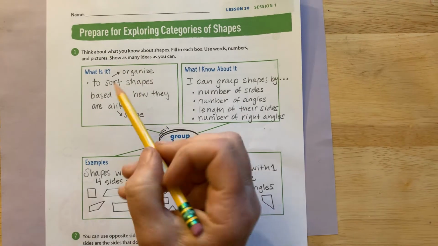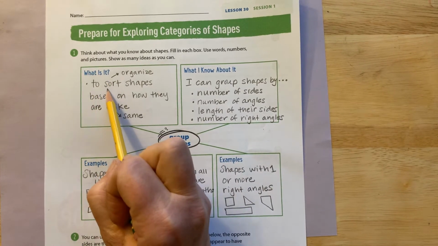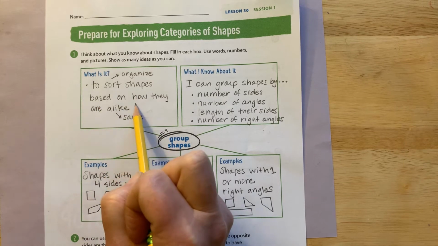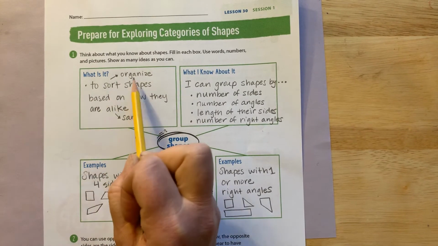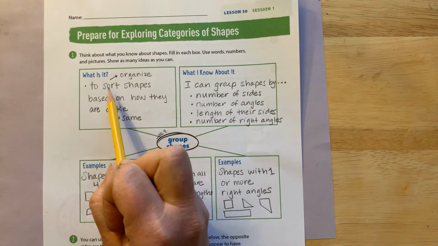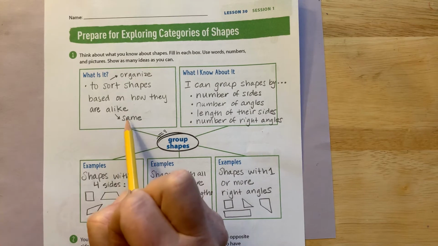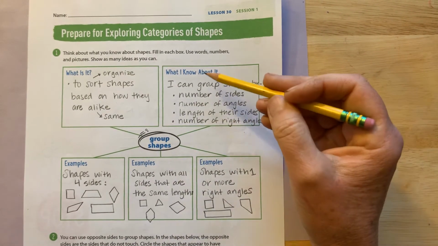Okay, so first of all, what does it mean to group shapes? It means to sort or organize shapes based on how they are alike, how they are the same. So we look at the shapes and we organize them or sort them based on what they look like, and if they are the same or if they are different. Okay, what did we learn in our last little part?